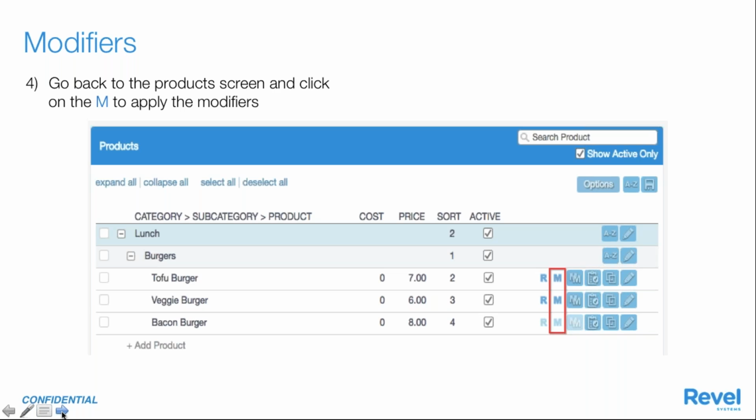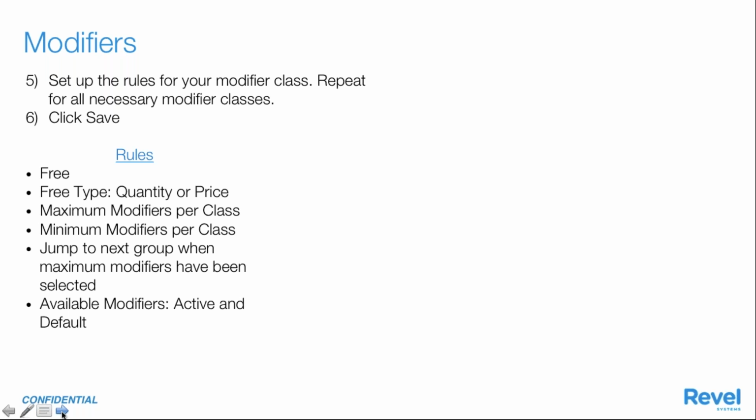So now to make sure that we attach the modifiers we just made to our products, you will click on the M highlighted in the red for us on this menu. So go back to the products tab and click on products. And now that we have our products listed out, on the right-hand side, you'll see the M highlighted in blue. Once I click on an M for one of these products, I'll then be able to set the rules for these modifiers.